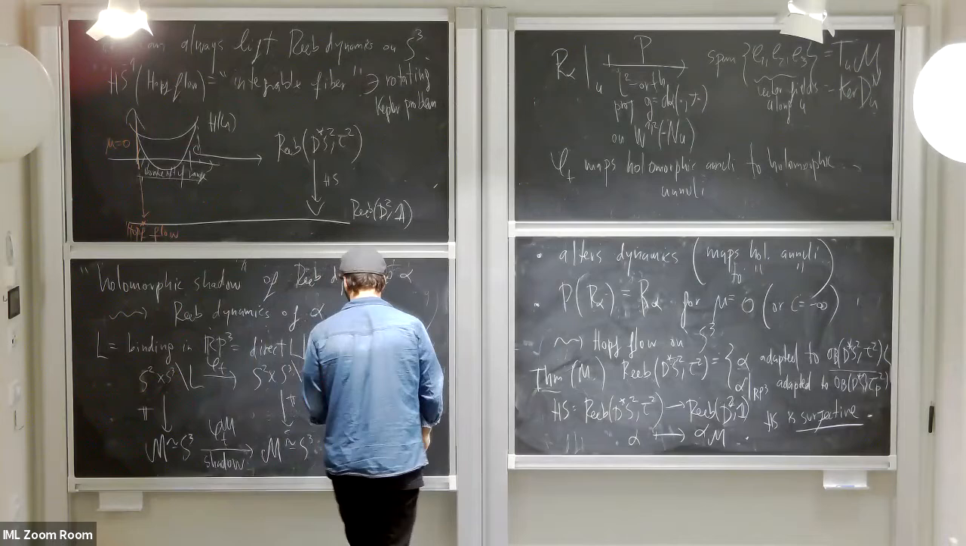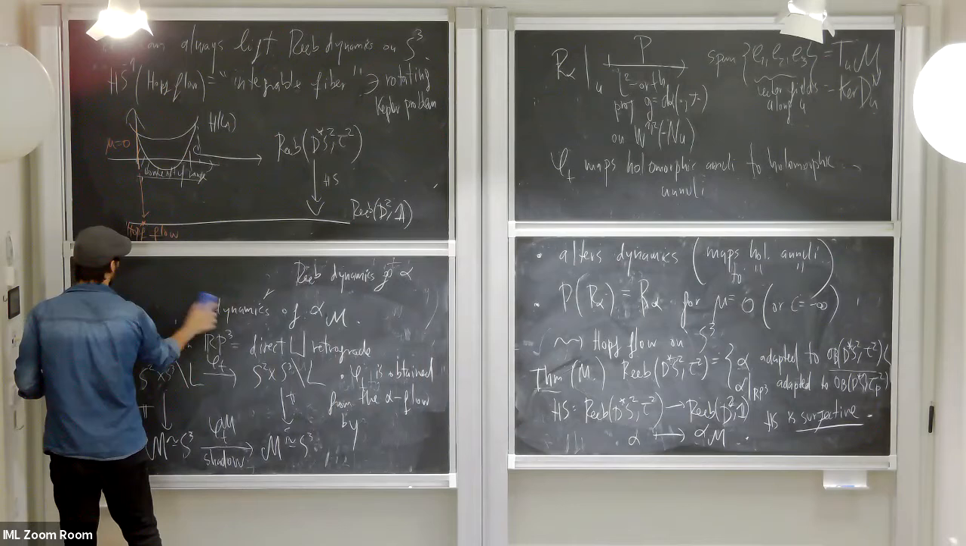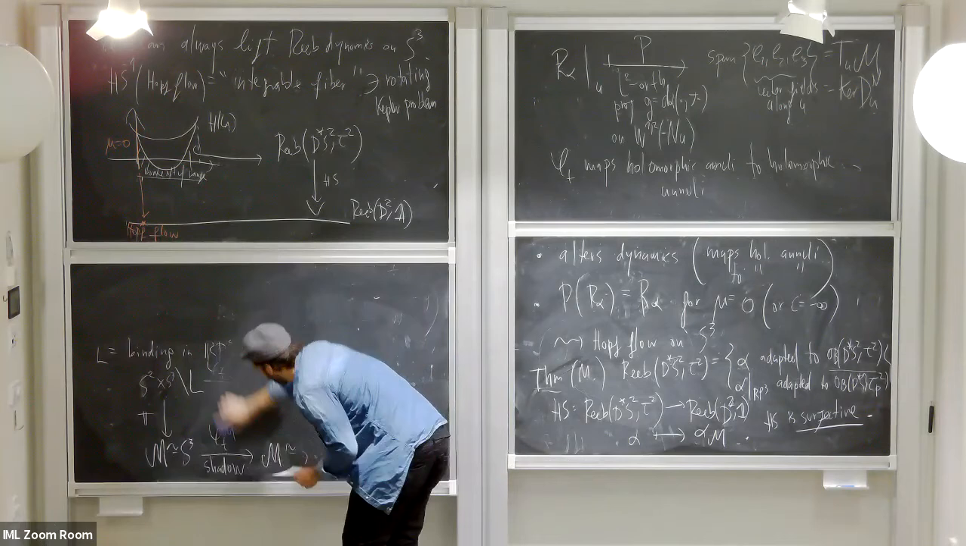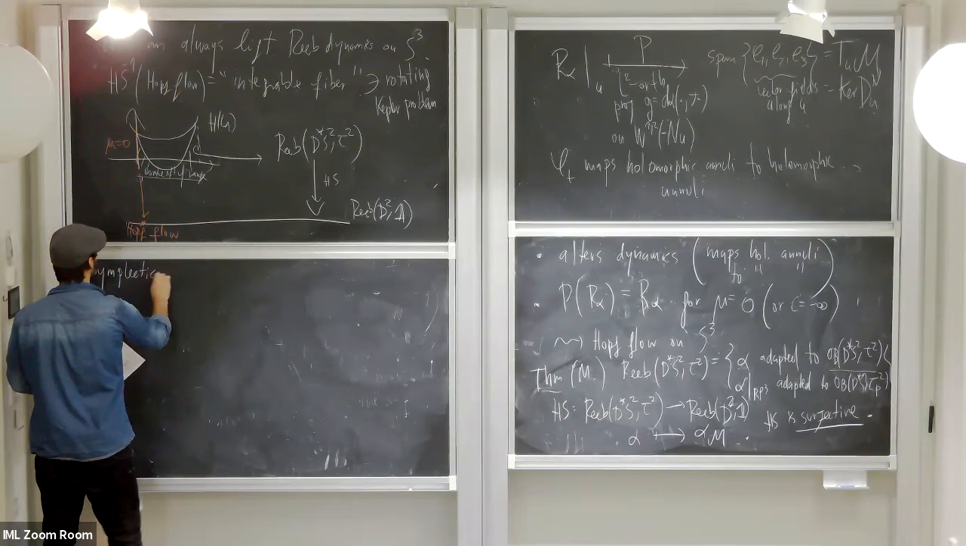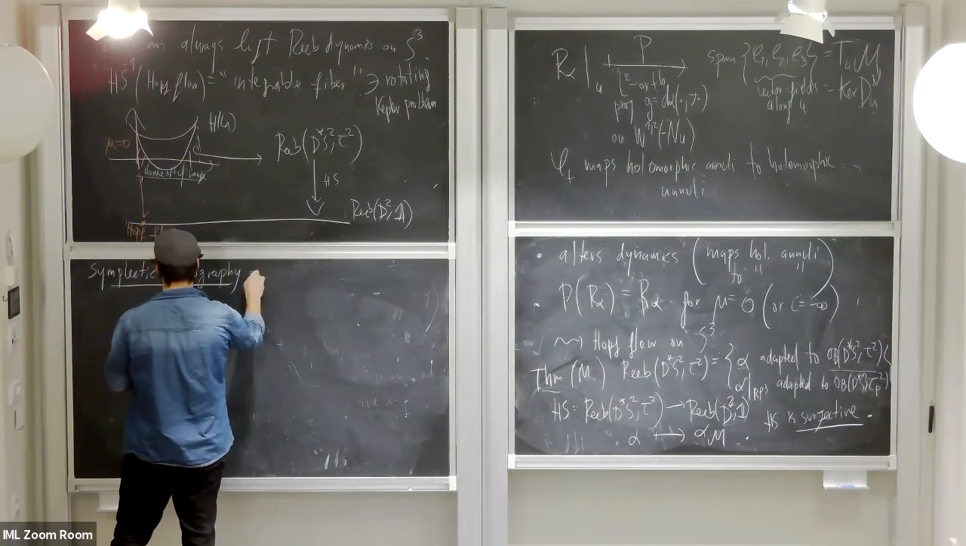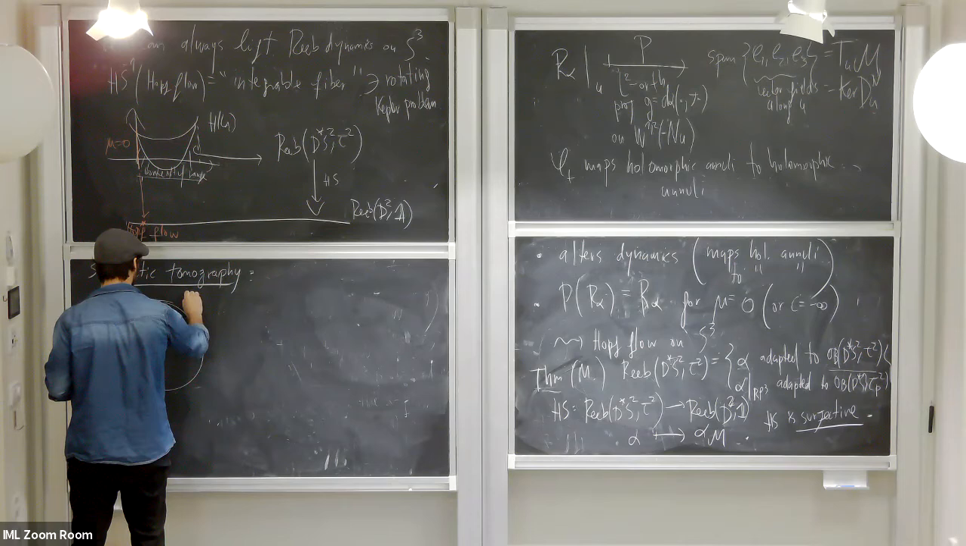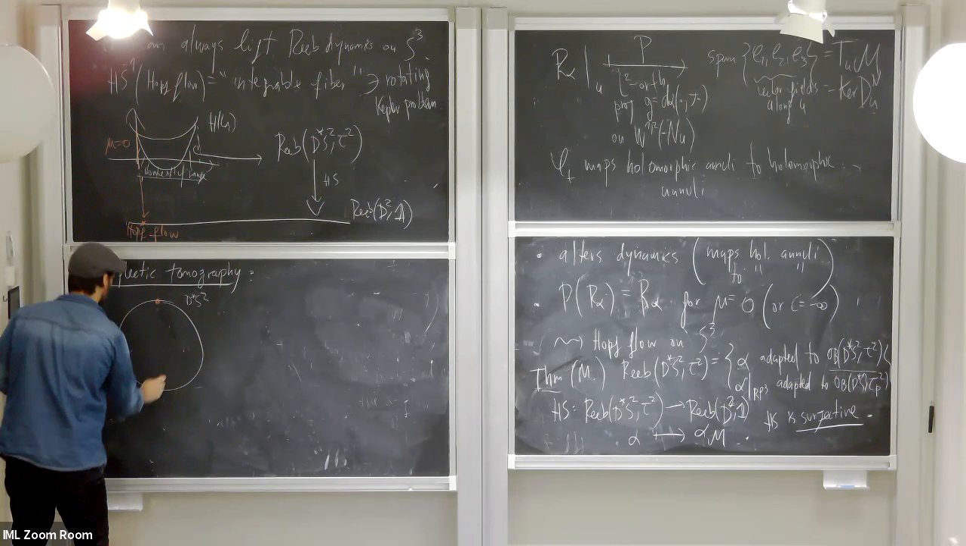So let me give you a further idea how one might play with the sort of situation that we have here, which is the idea of a symplectic tomography. So what is a symplectic tomography? So here's a picture, right? Here's this T*S2. And I have L here, which is the binding of the open book in RP3. So RP3 is at the boundary.